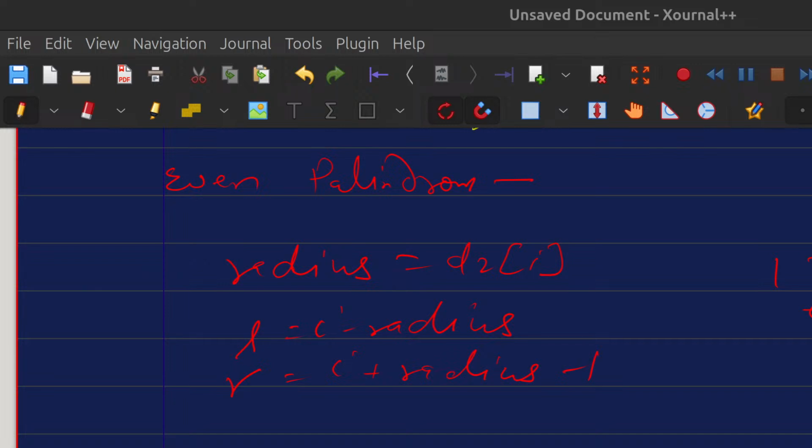Okay, like this, prefix of i plus 1 is equal to prefix of i plus nums of i. Okay, like this.